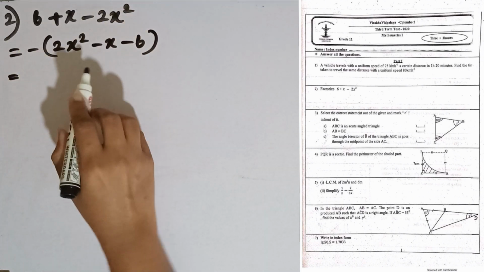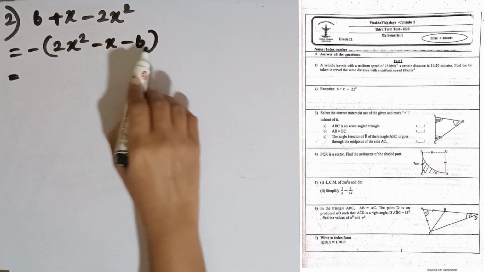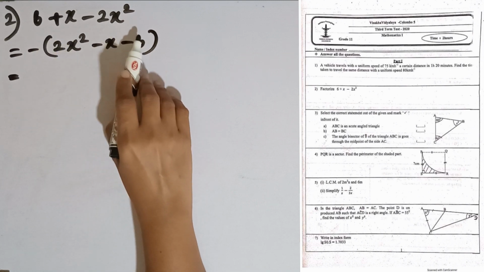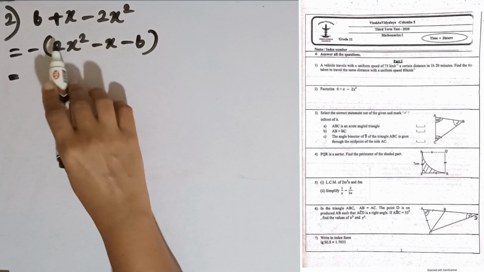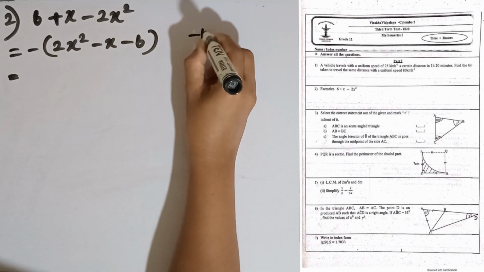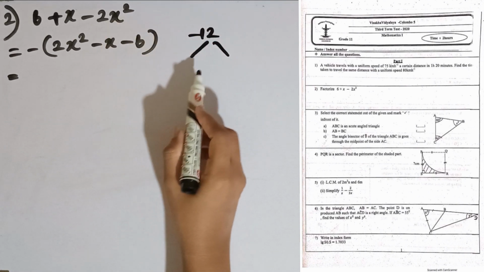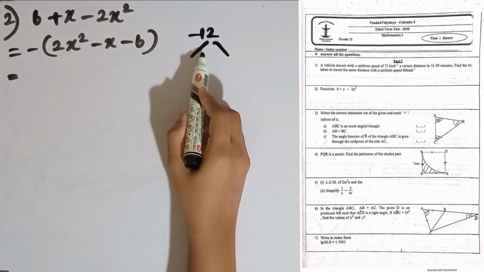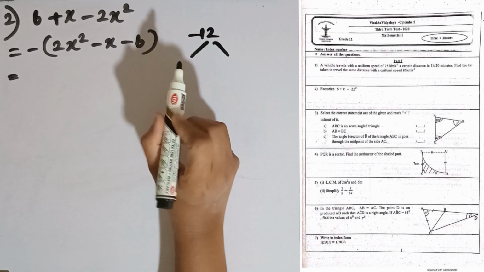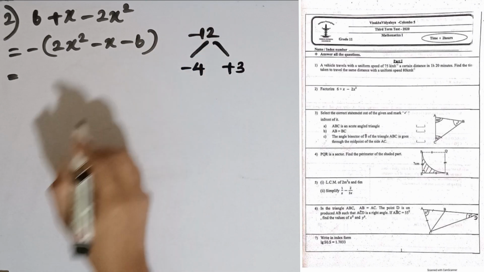Here in 2x squared, the coefficient is 2. Then the constant here is minus 6. Then the product of the coefficient and the constant is minus 12. So minus 12, we have to find the factors here. The addition should be equal to minus 1 and the product should be equal to minus 12. So minus 4 and plus 3.